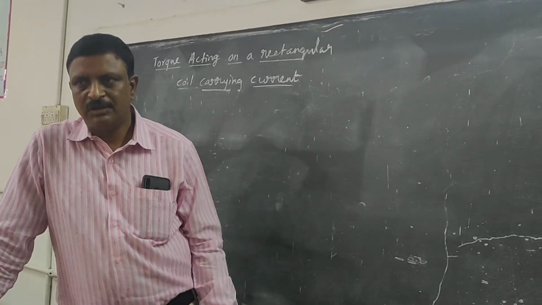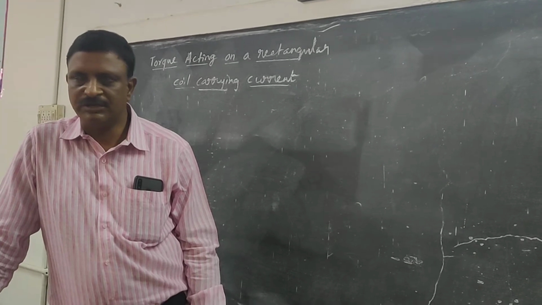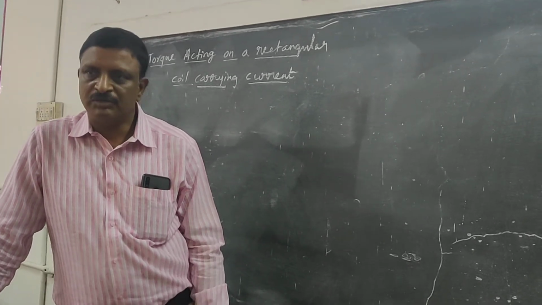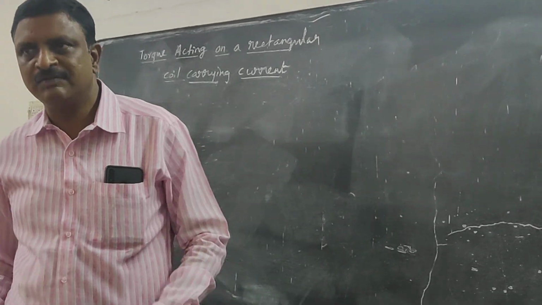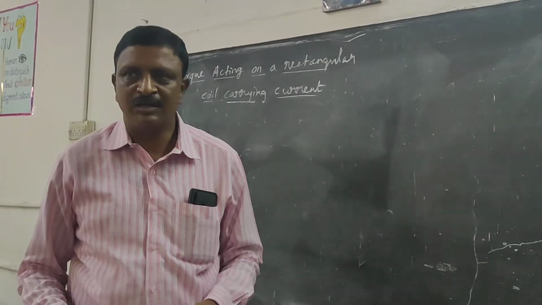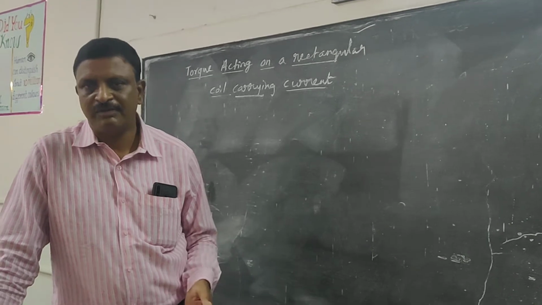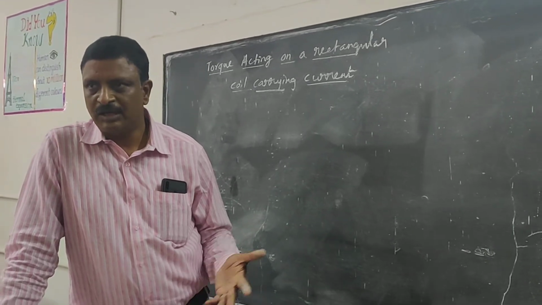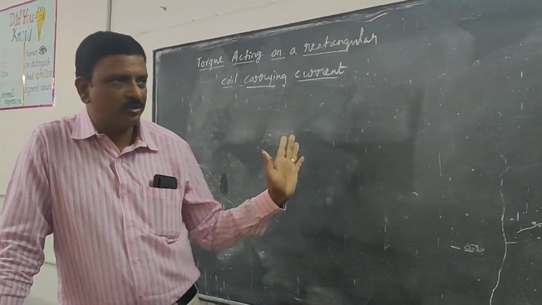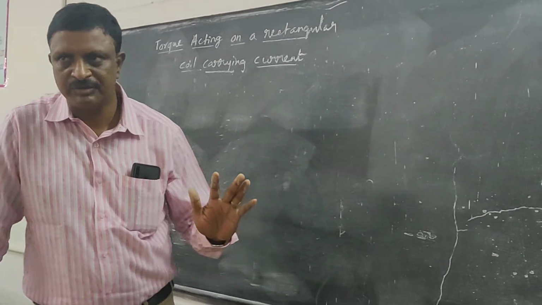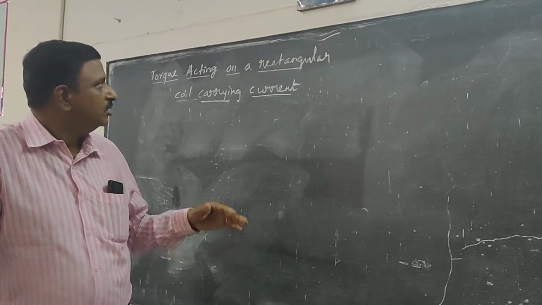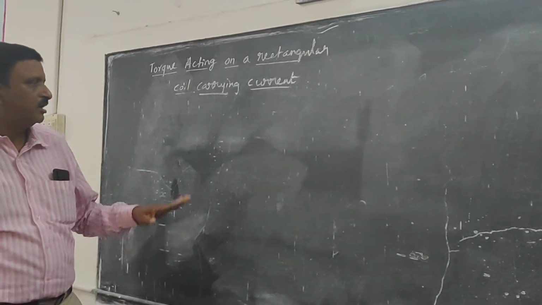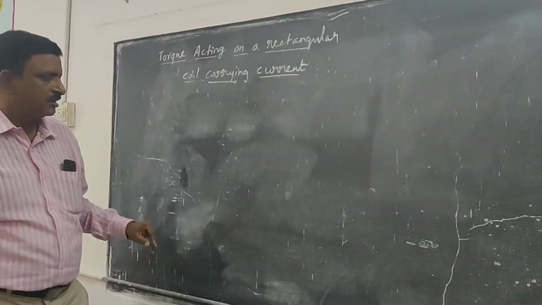That particular equation gives the magnitude alone. So for direction, we are going to use Fleming's left hand rule. In what direction the force is acting, for that we used Fleming's left hand rule. In the next two derivations, we are going to see the applications of the previous class. So, torque acting on a rectangular coil carrying current.